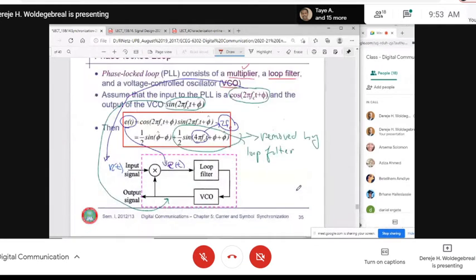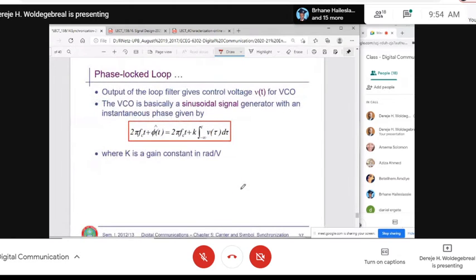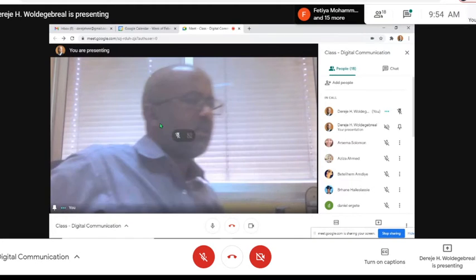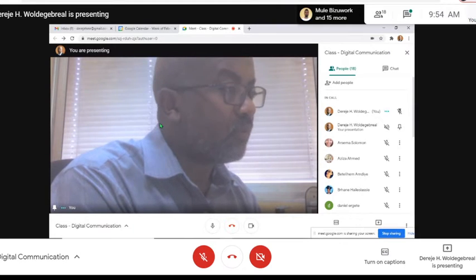Okay, now what's next? We have an error signal e of t, and this e of t will be filtered by a loop filter whose gain is G of s, which is given in the next slide, and the output from the loop filter would trigger the VCO. The VCO would change the phase of the carrier, and the change in the phase would be proportional to the input to the VCO, which we can assume is some signal v of t. The output of the loop filter gives the control voltage v of t. Now, how can we mathematically write the loop filter? No, not the loop filter, the VCO.